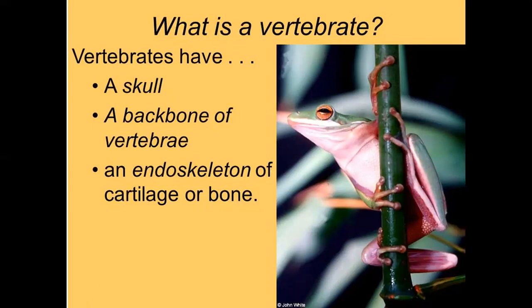Okay, what is a vertebrate? Actually, vertebrates are those animals which have a backbone. They have a skull, a backbone, and an endoskeleton of cartilage or bone. Endoskeleton means a skeleton present inside the body.